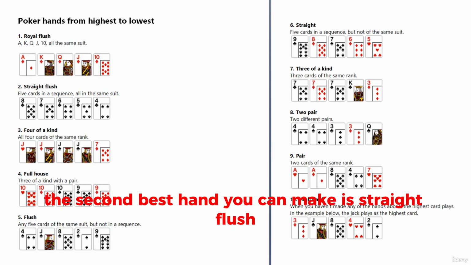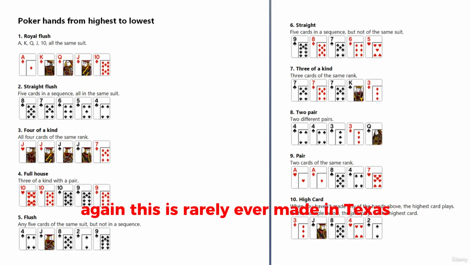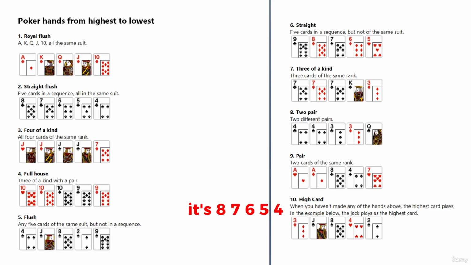The second best hand you can make is a straight flush. Again, this is rarely ever made in Texas Hold'em as well. This is 5 cards in sequence, all the same suit. So they just have to be in sequence. For example, you see on the screen, it's 8, 7, 6, 5, 4. They're all the same suit. That would be a straight flush. Another one would be ace, 2, 3, 4, 5. We call that the wheel straight.